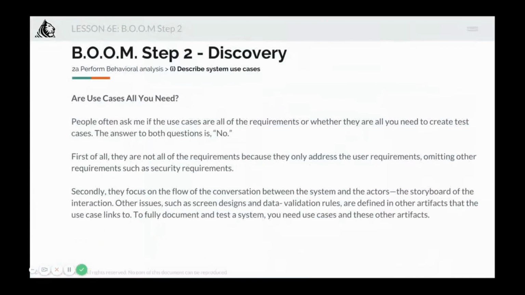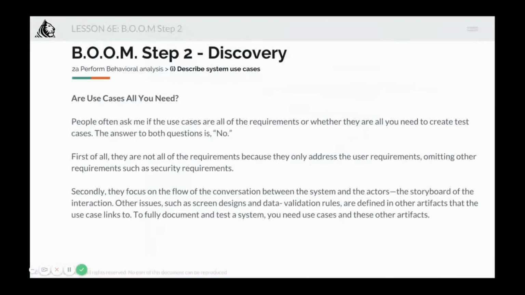Use cases give rise to scenarios, and then scenarios give rise to different flows, right? First of all, they are not all of the requirements because they only address the user requirements, right? There are other requirements like security requirements or business requirements or any kind of third party requirements. Secondly, they focus on the flow of the conversation between the system and the actors, the storyboard of the interaction, correct? Other issues such as screen designs and data validation rules are defined in other artifacts that the use case links to, right? To fully document and test a system, you need use cases and these other artifacts.